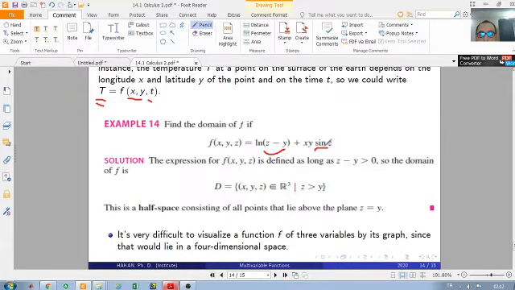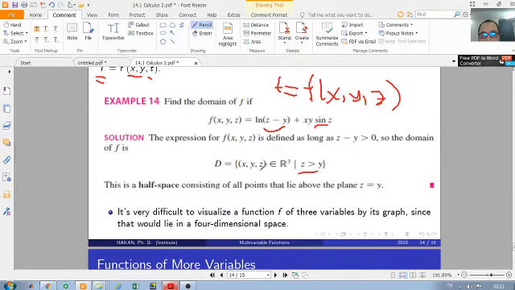We don't have any constraint for the trigonometric function sine. Therefore, the theoretical statement for the domain of f of three variables, actually we have four variables, writing t equal to f of x, y, z. This is a generalization of the definition of functions to more variables. So we have the only condition: z has to be bigger than y.